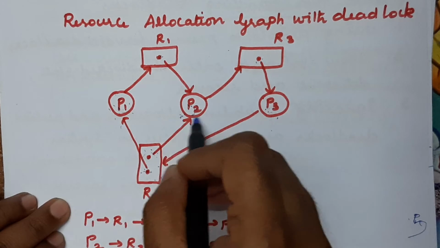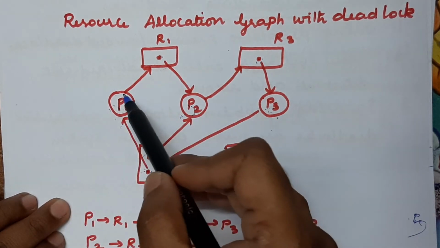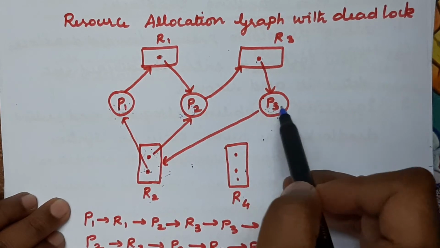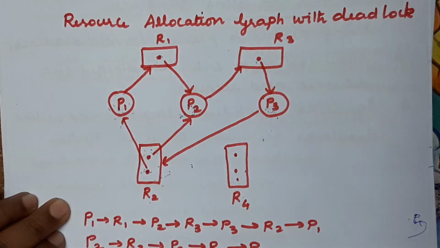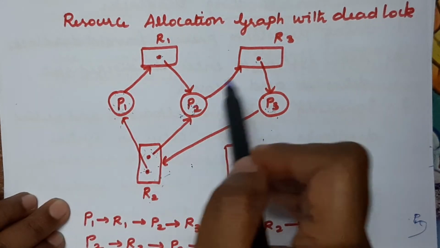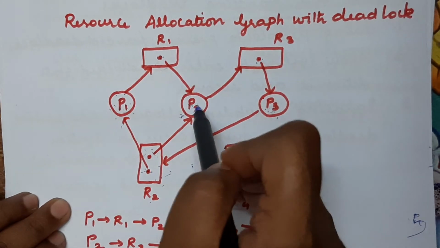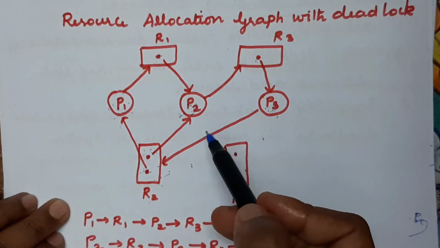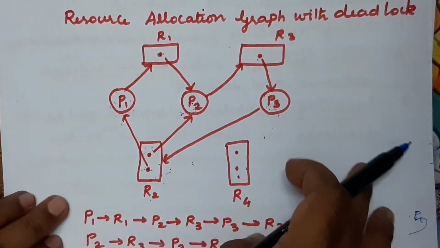Okay, here we actually have two cycles. If you look at this, P1 is waiting for P2, P2 is also waiting for P3, and P3 is waiting for P1. Okay, and another one, P2 is waiting for P3, P3 is waiting for P2. It is also one cycle. So two cycles exist here, so obviously it will lead to deadlock.